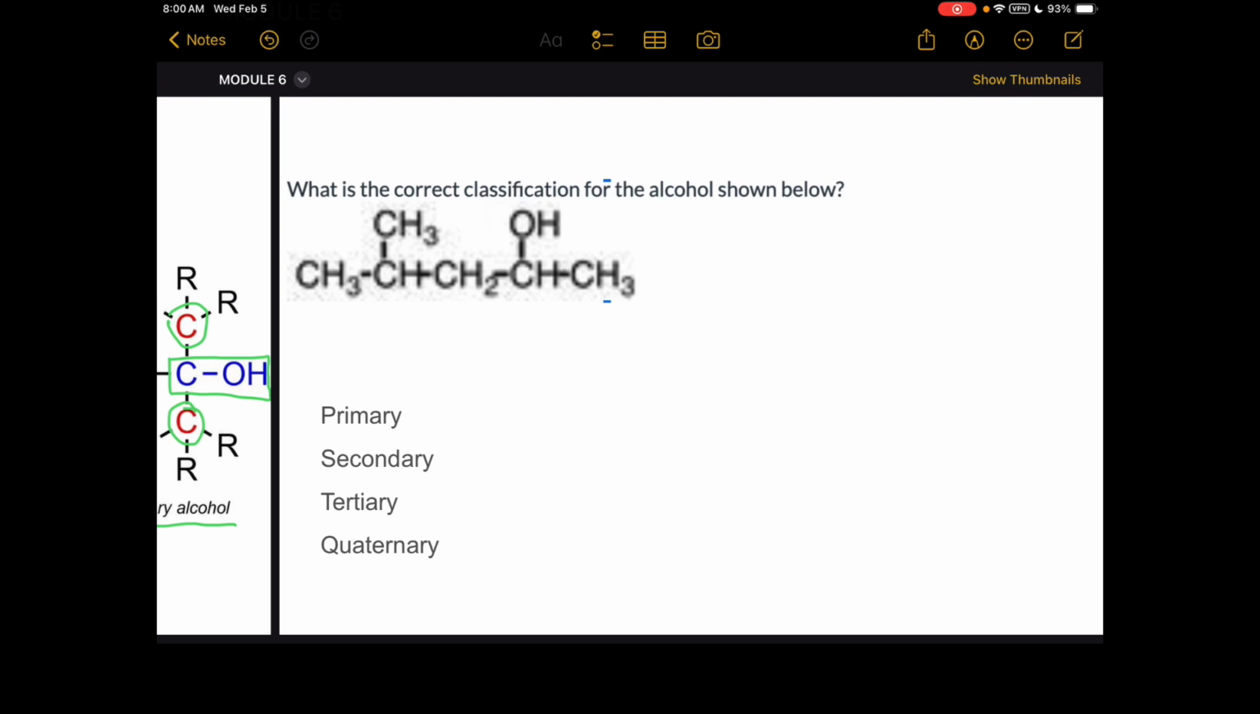Okay. As an example, what's the correct classification for the alcohol shown below? First, I have to locate which one is the alcohol carbon. I see the OH here. If that's the OH, okay, so my carbon that contains the OH is this one. So that's my center carbon.